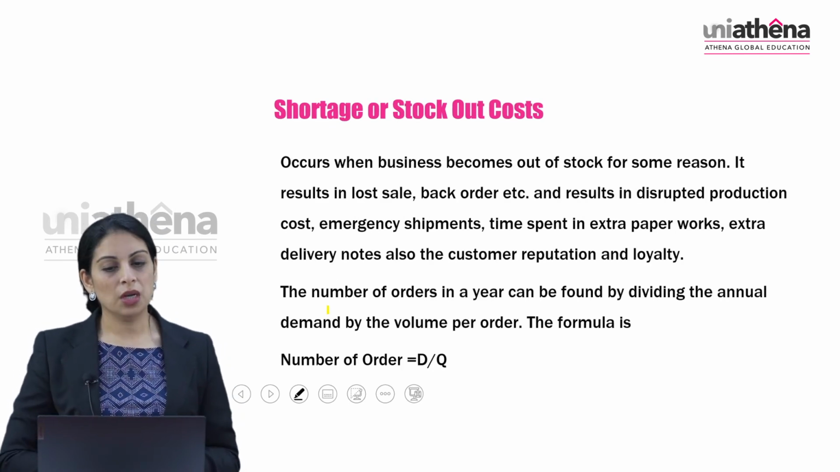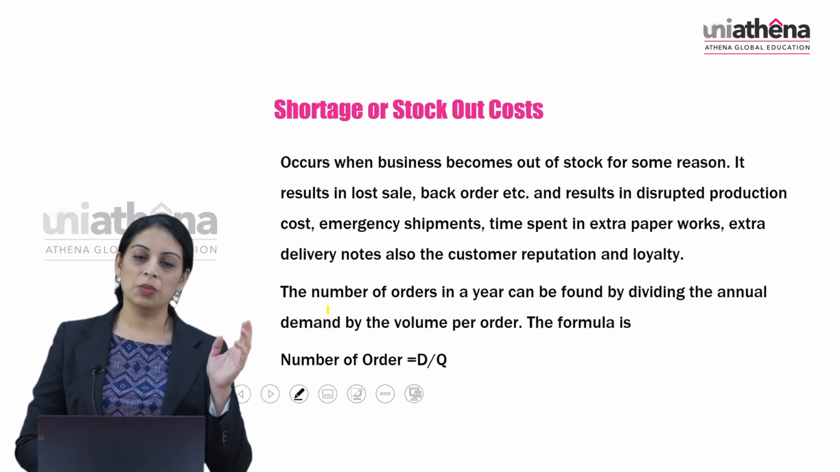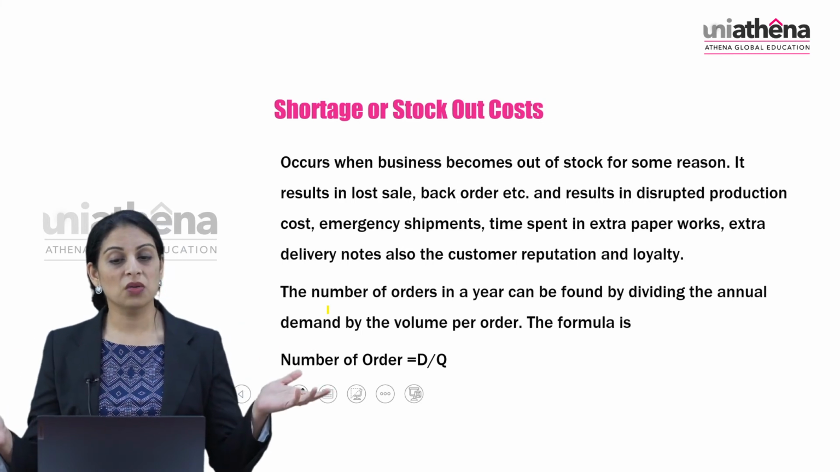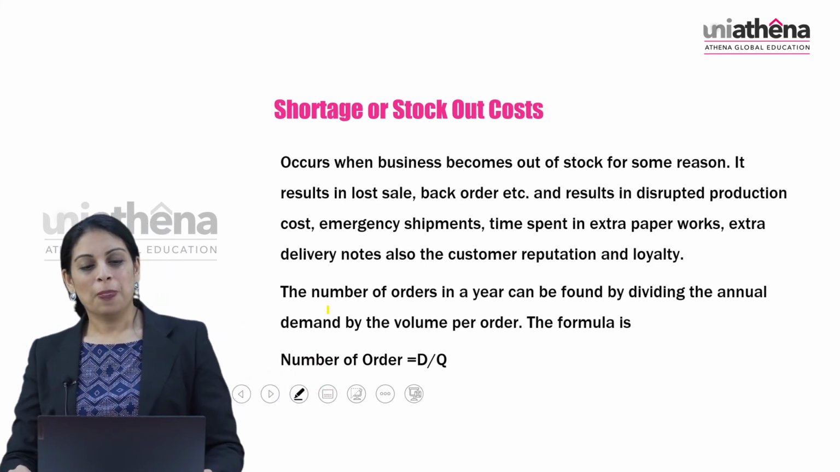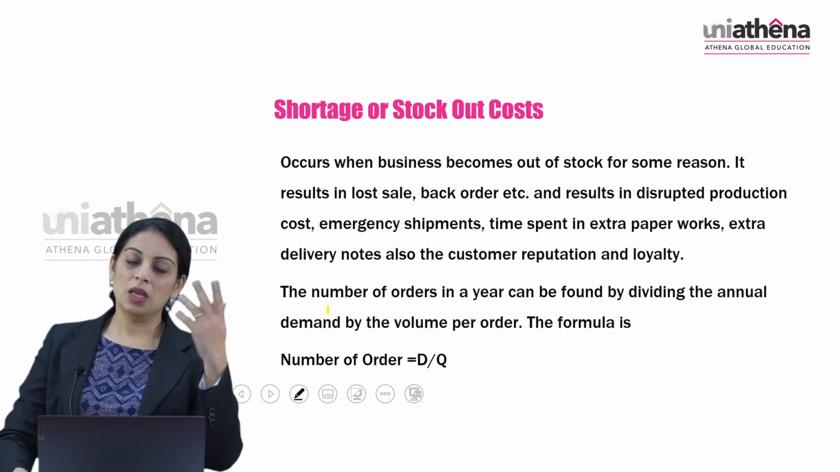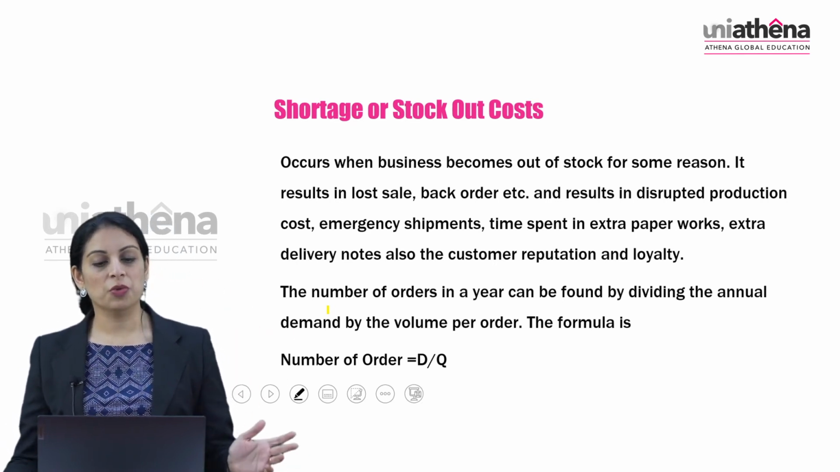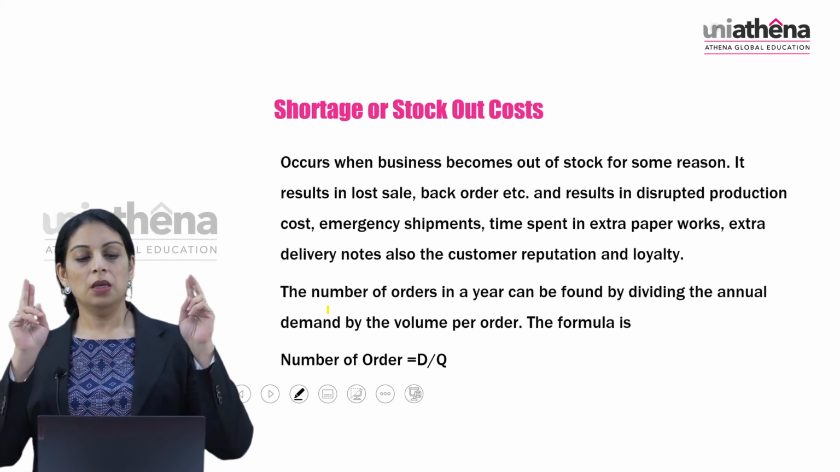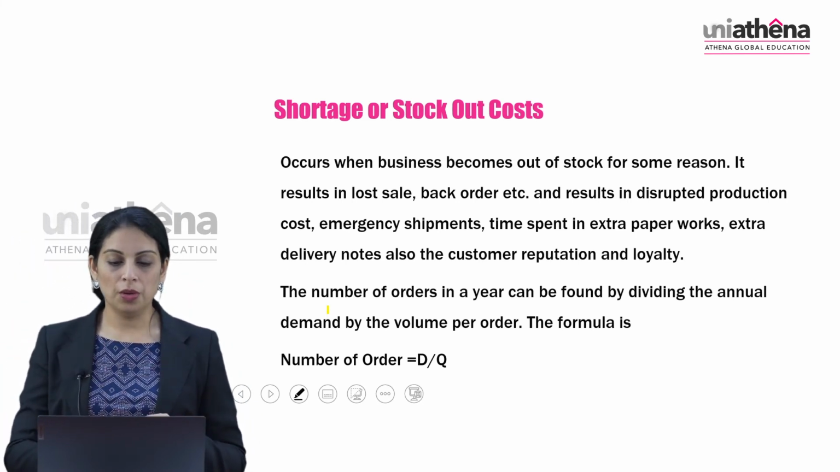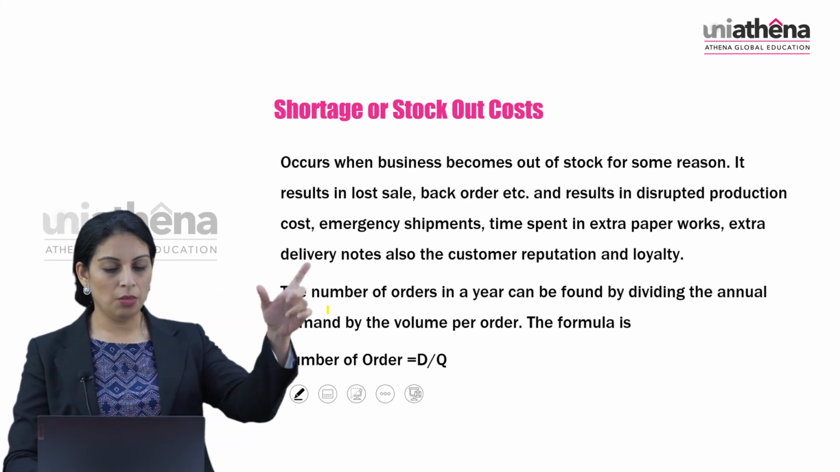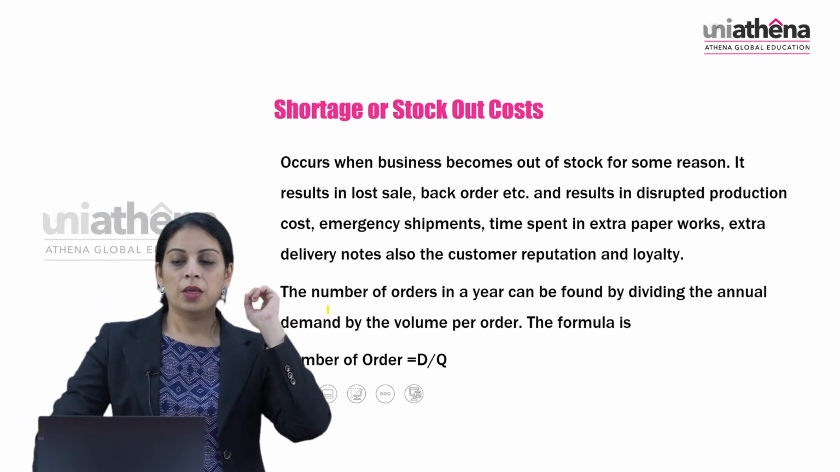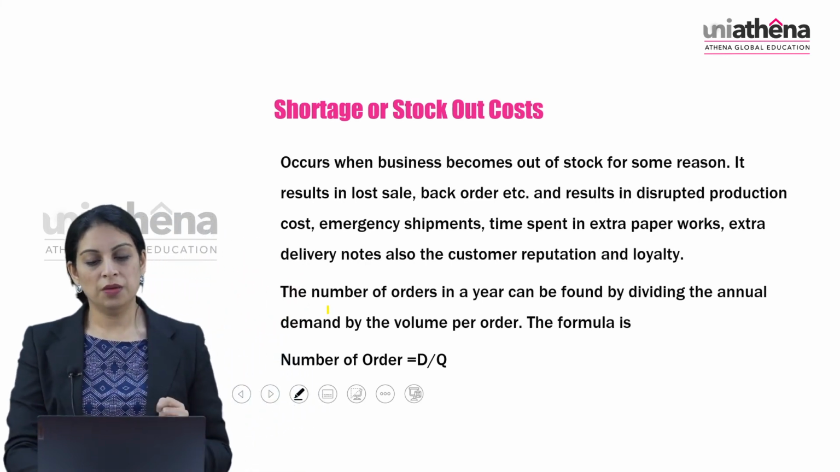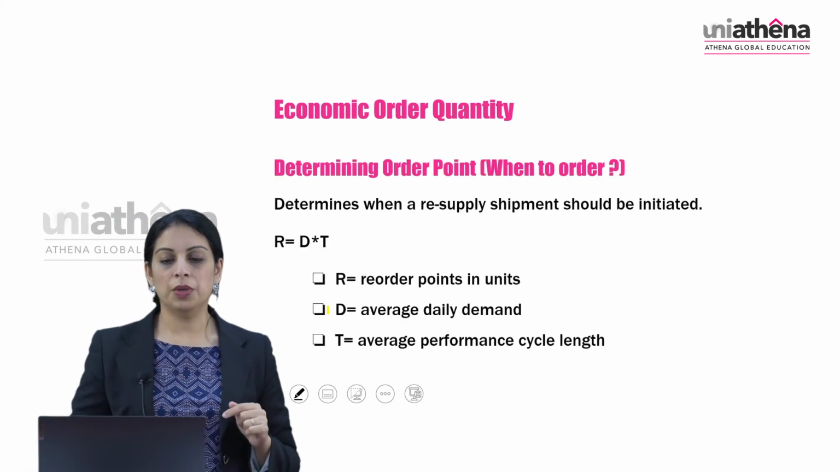Shortage or stock out costs. It occurs when the business runs out of stock for some reason, and it results in lost sales, back orders, etc., and disruption of production, etc. The number of orders in a year can be found by dividing the annual demand by the volume per order, and the formula is: the number of orders is equal to demand divided by volume per order.